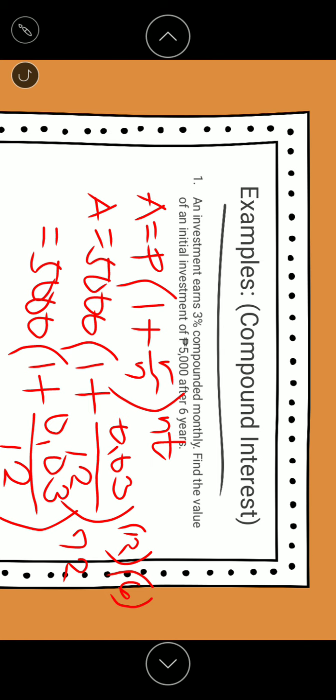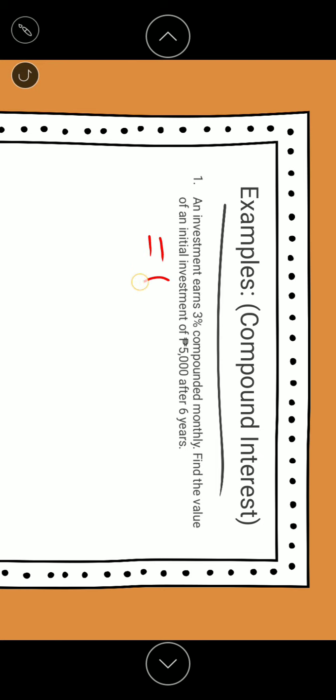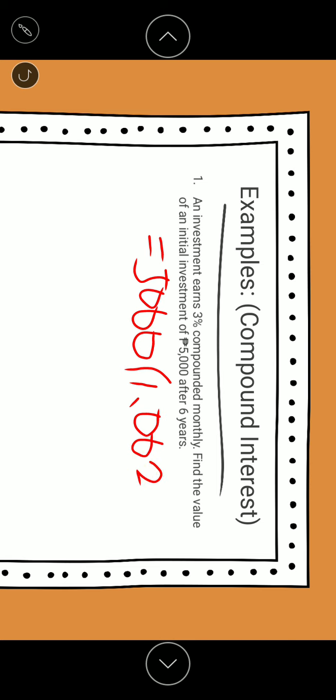Fourth, add and divide the values inside the parentheses. 1 plus 0.03 divided by 12, or 0.03 divided by 12 plus 1. So we get equals 5,000, open parenthesis, 1.0025, close parenthesis to the power of 72.